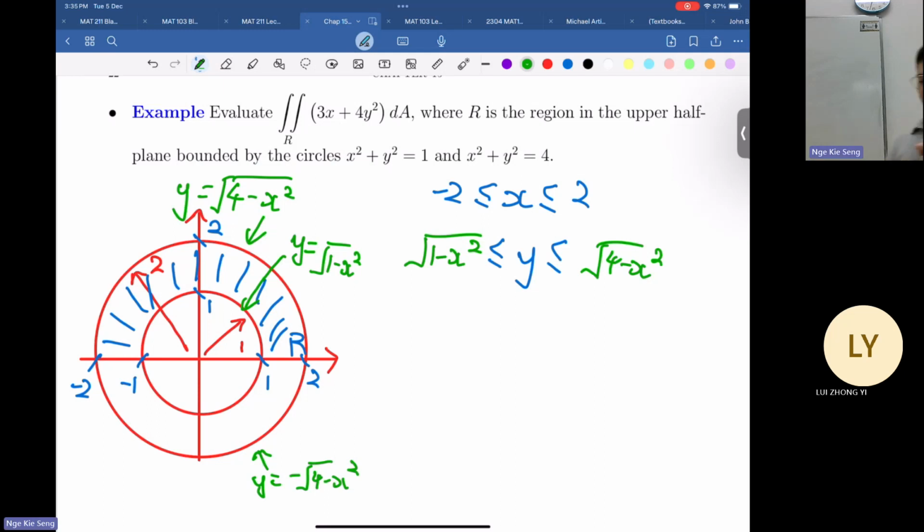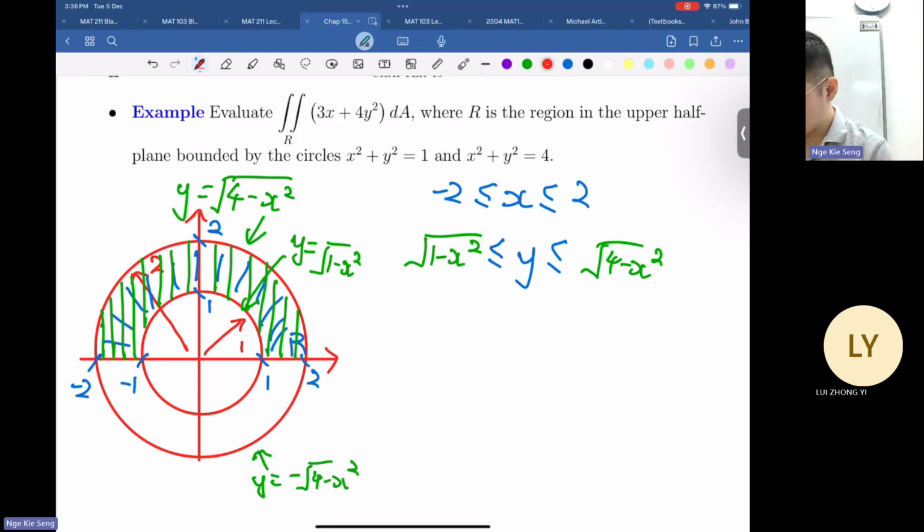So you should see that. I slice my region like this. Correct or not? So x is between -2 and -1. What is the lower bound? The lower bound is this line, y equals 0.